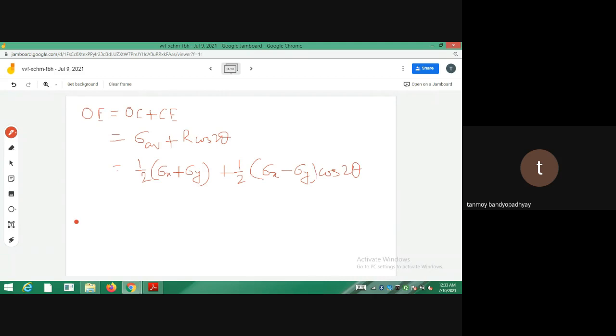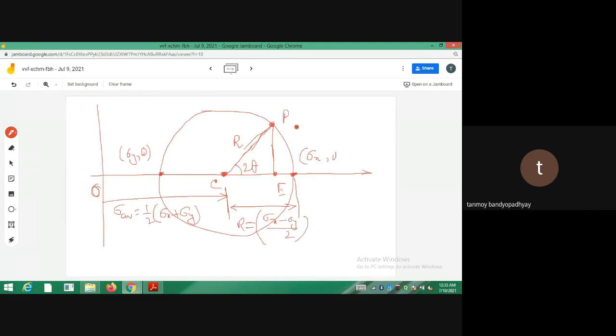So this is actually sigma n. So OE actually represents sigma n. So the coordinates of this point: one coordinate we have got. The coordinates of E, number one, is sigma n. And what is the ordinate? The ordinate is this distance.